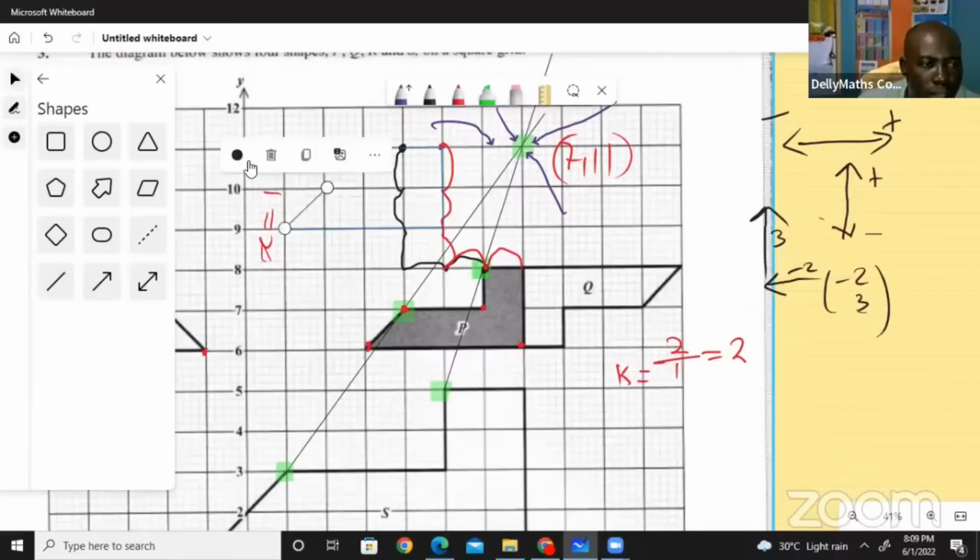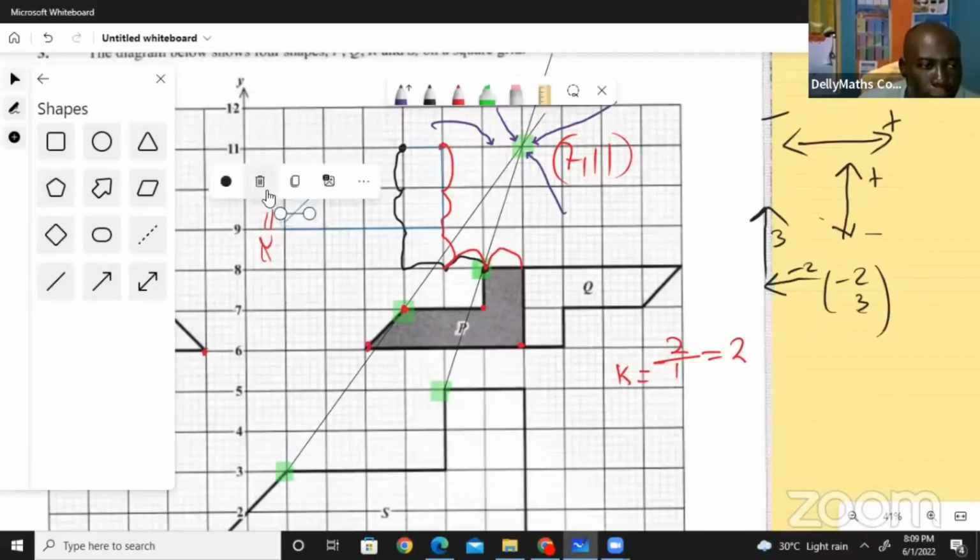So let us recreate it, guys. Almost done. Last one.